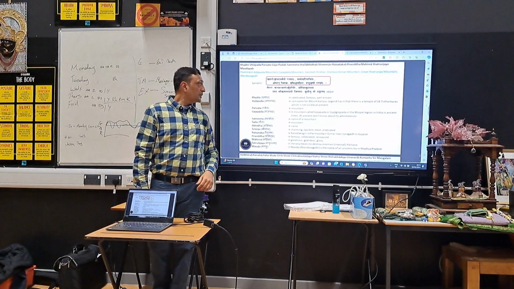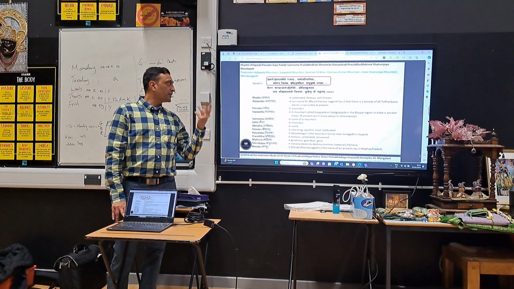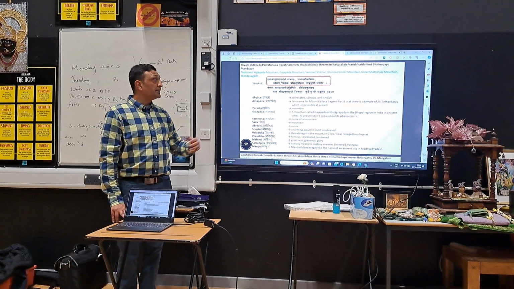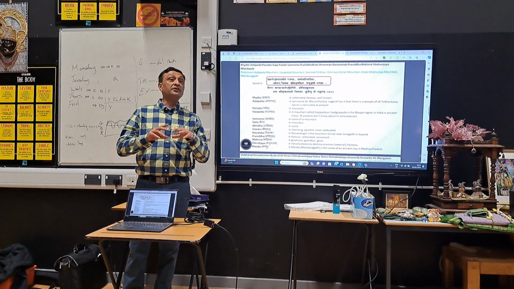Now Ashtapad is also another name for Mount Kailash, and it's in Jain tradition. Legend has it that there's a temple of 24 Tirthankars which is not visible at present. So right now it has become invisible.